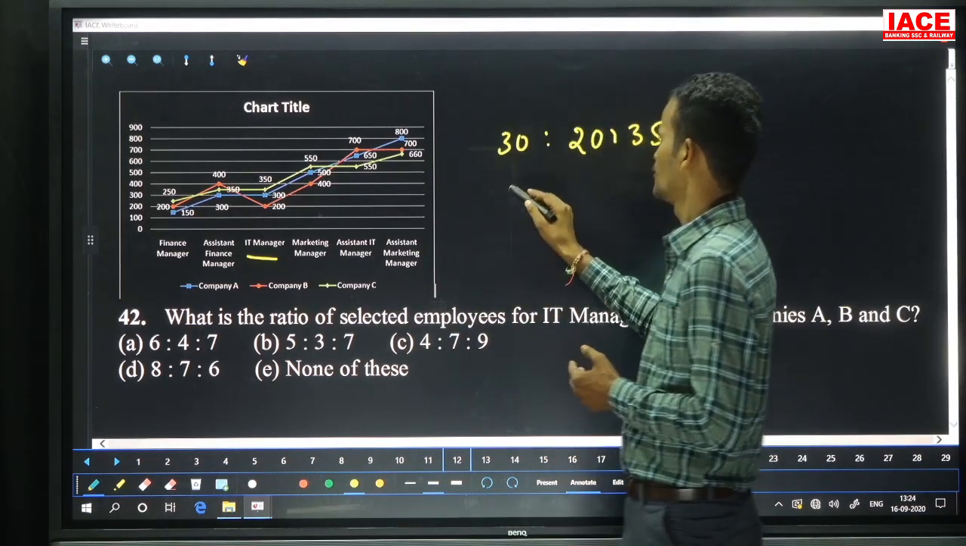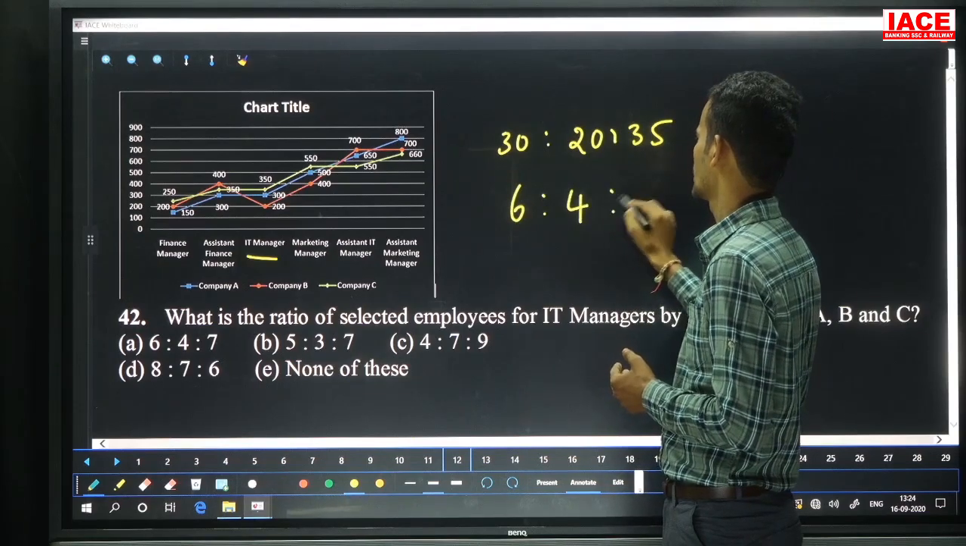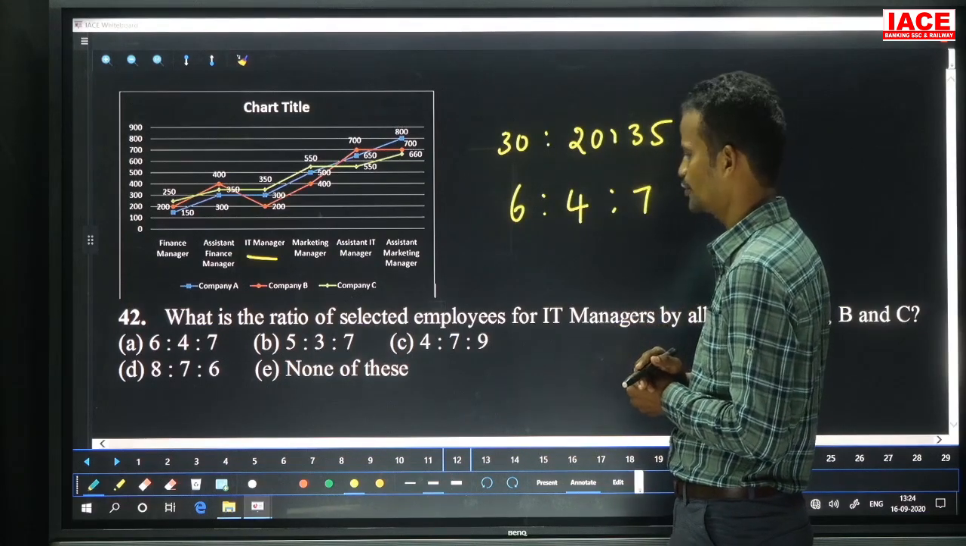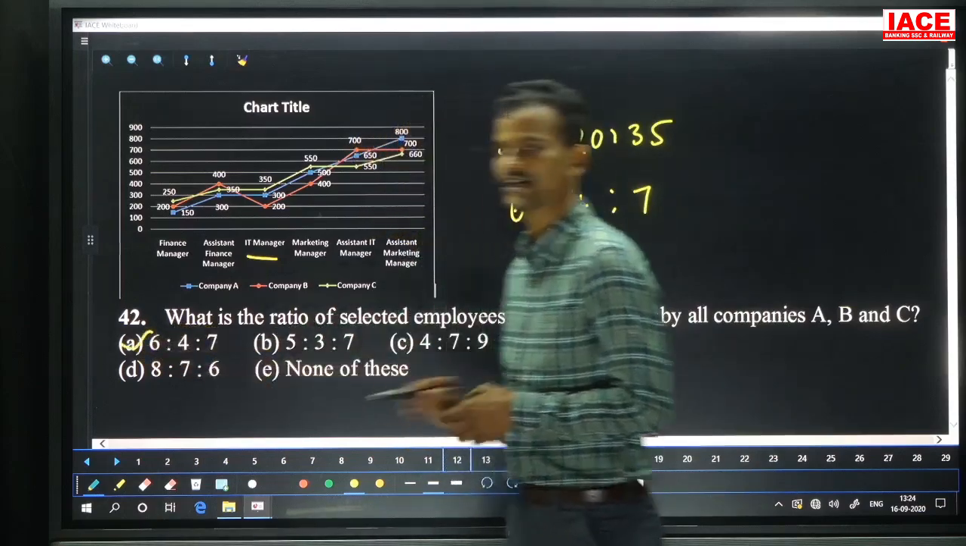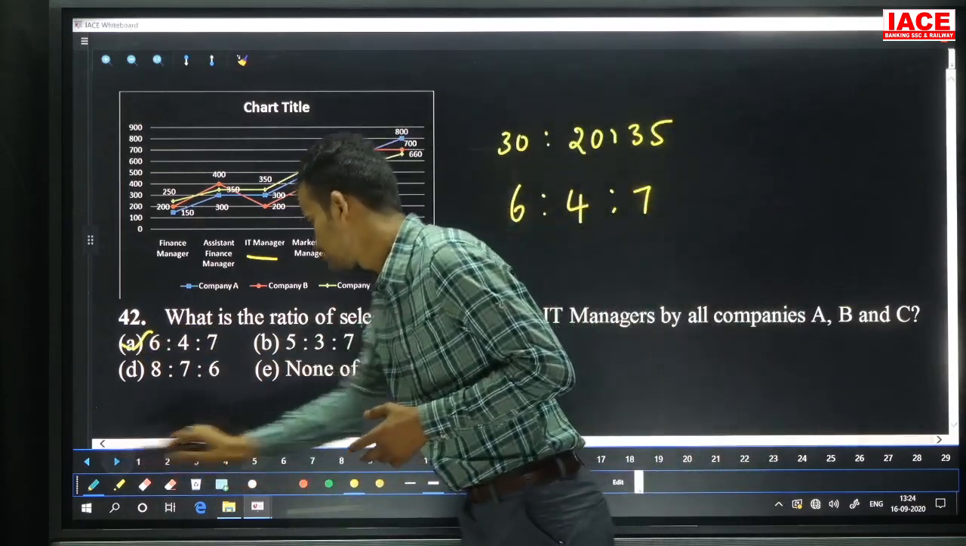35. Ratio: 5 sixes are, 5 fours are, 5 sevens are. 6 is to 4 is to 7. So what is our answer? Option A. Clear? See the next one.